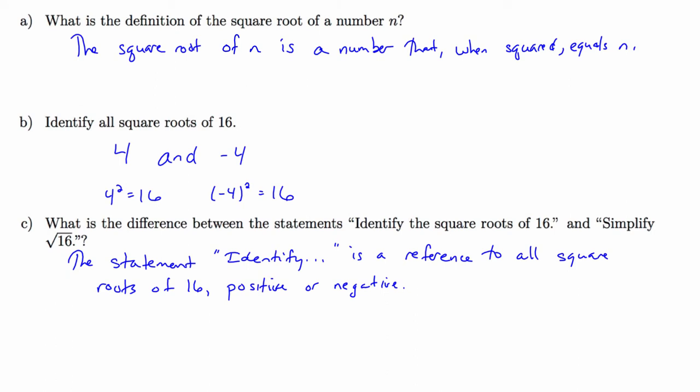In contrast, when we write that square root symbol with a 16 underneath it, we're not asking for all the square roots of 16. That symbol is actually called the principal square root. And when we are asking for this symbolic answer, we are explicitly only asking for the positive square root. So the principal square root of 16 is only asking for the positive square root.